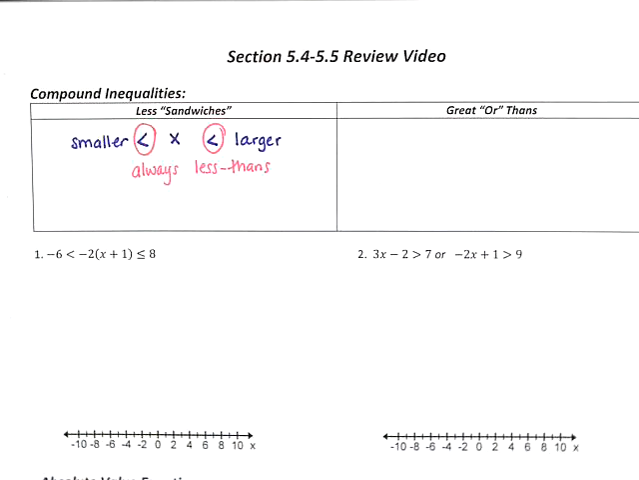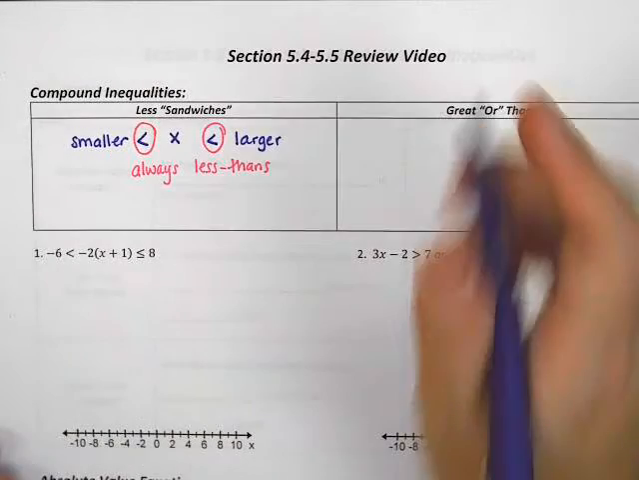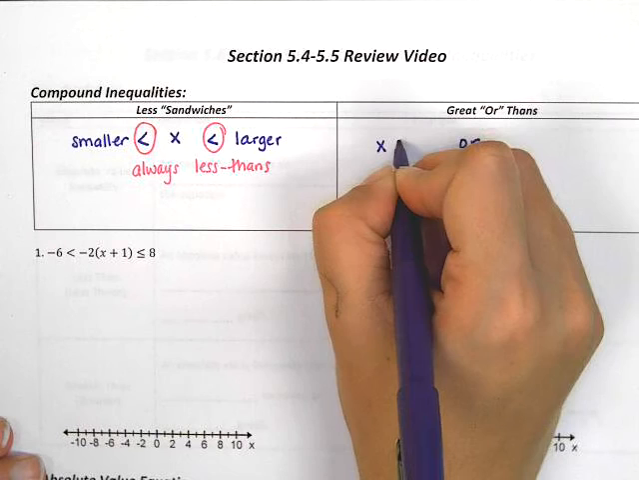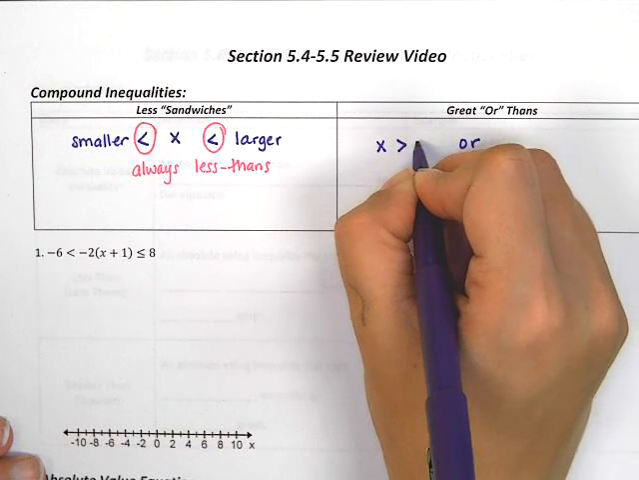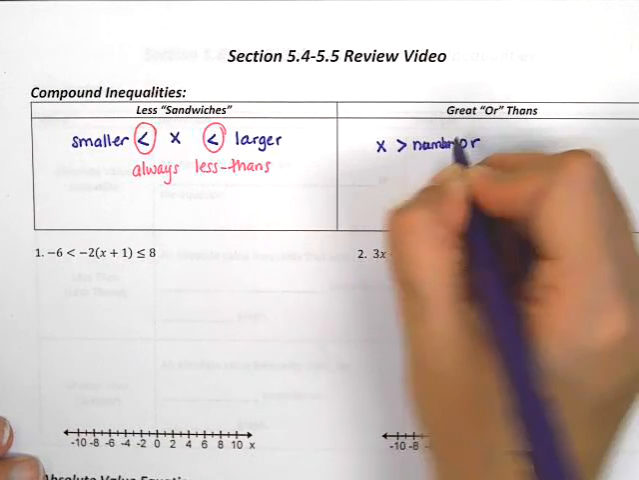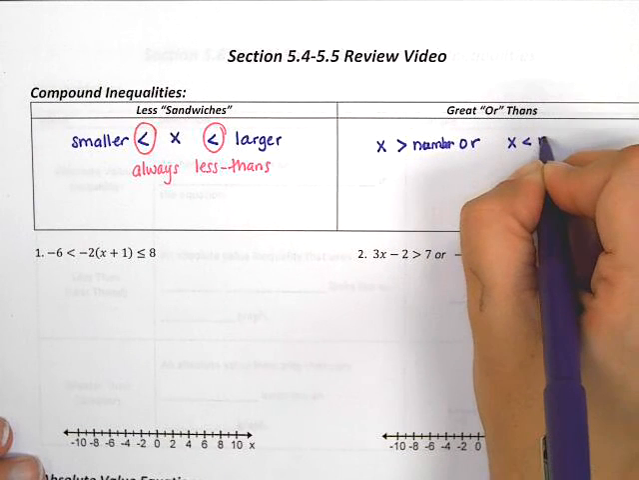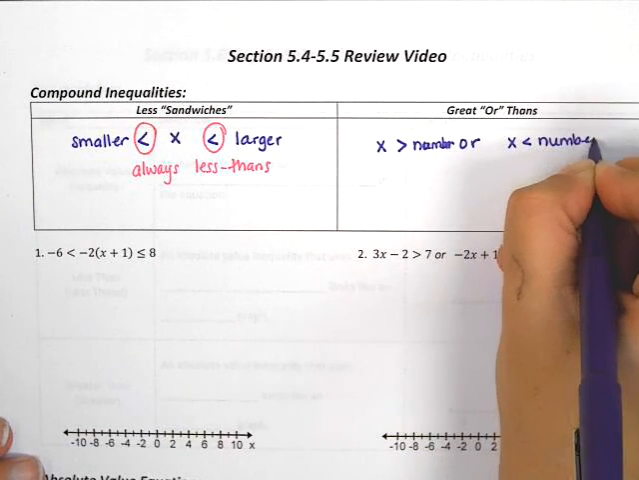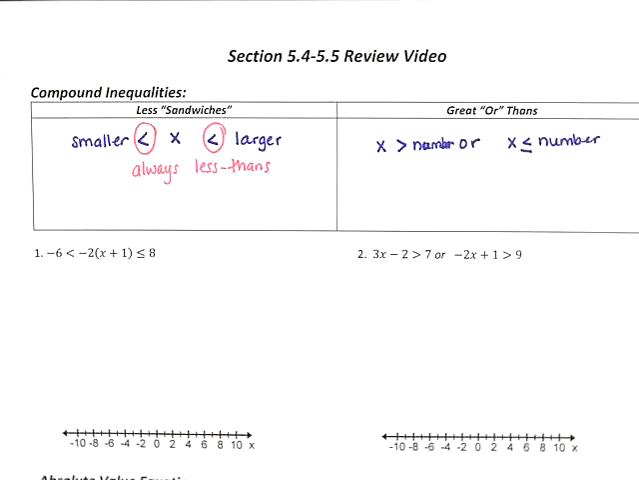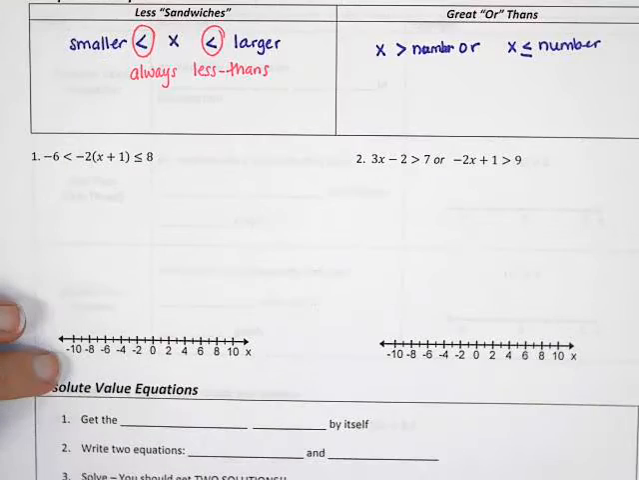We said that for a great or thens, we're going to have two separate problems. The word or will go in the middle, and you will have two separate inequalities. X is bigger than a number, or x is smaller than a number. Now, these could also have equal to's. It doesn't really matter. We can solve these just like we solve an equation with just more parts.